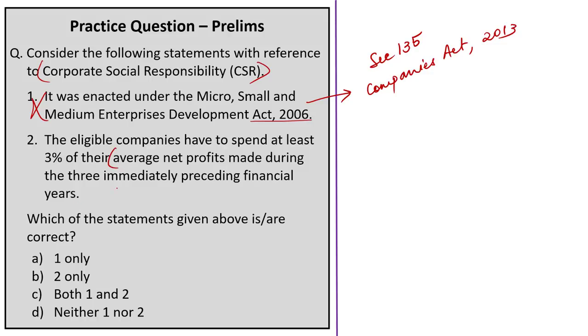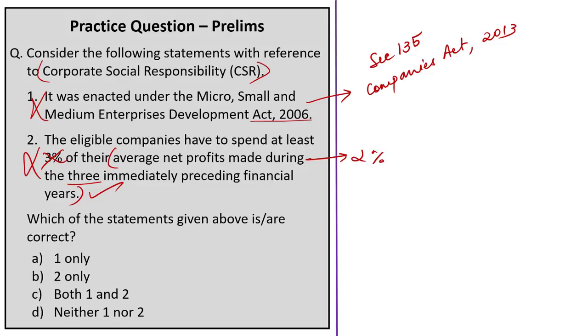The average net profits which were made during the 3 immediately preceding financial years is correct. But how much percentage of this average net profit? It is 2% and not 3%. So, this statement is also wrong.